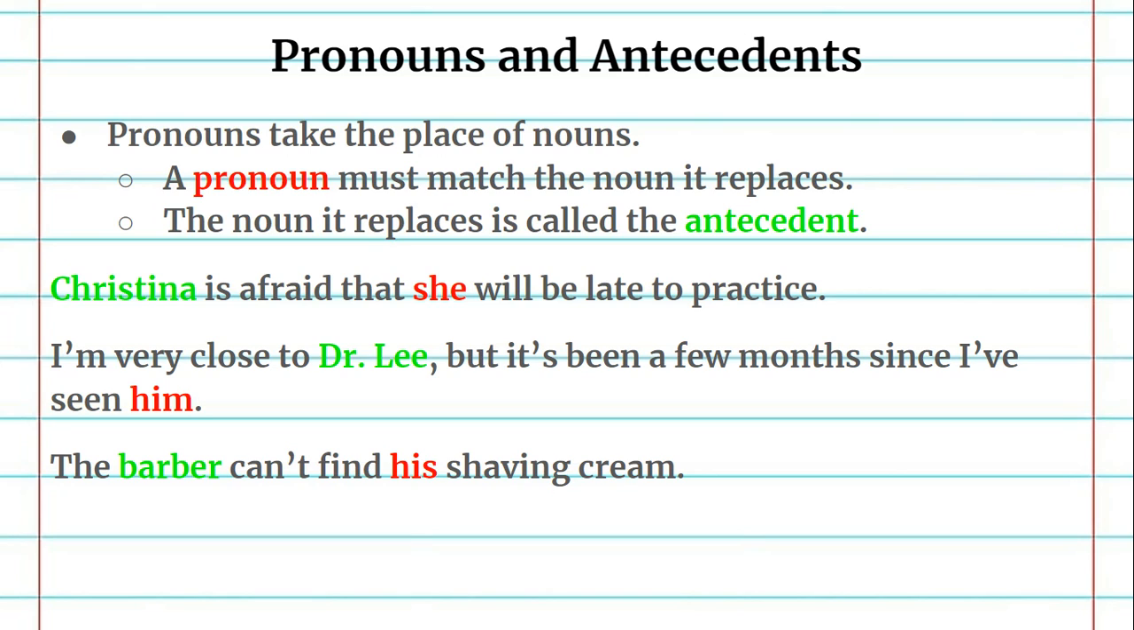Pronouns and antecedents. Pronouns take the place of nouns. We should all know that examples of pronouns are she, him, I, his. The pronoun must match the noun it replaces. The noun it replaces is called the antecedent.